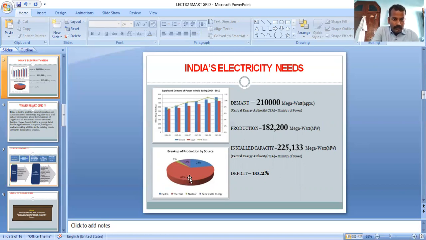And this is the pie chart. You can see the contribution of the different power systems. Thermal is the most contribution, 65%. Then number two is hydro, 22%. The contribution of nuclear is 3%, which is the least contribution, and 10% is the renewable energy.